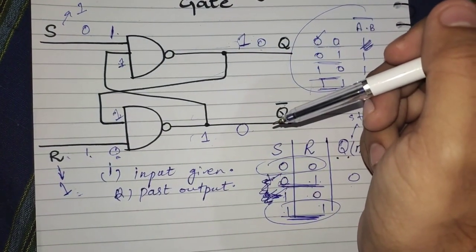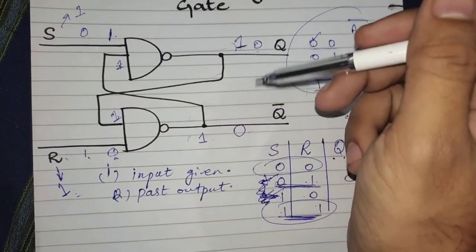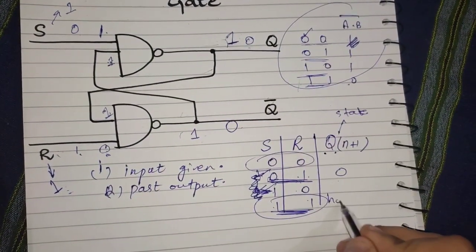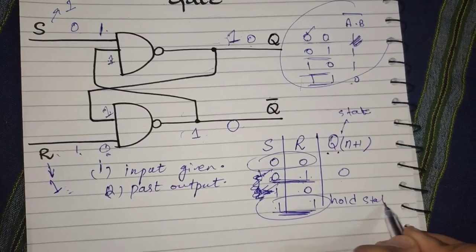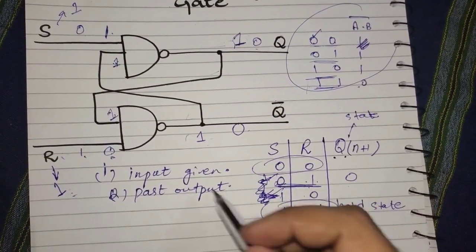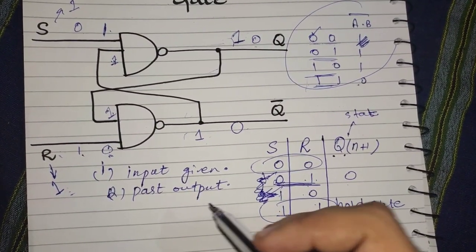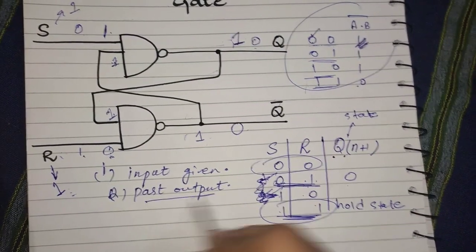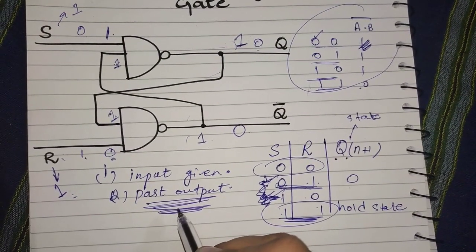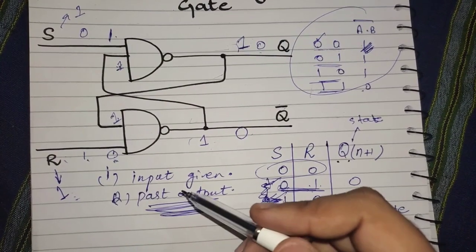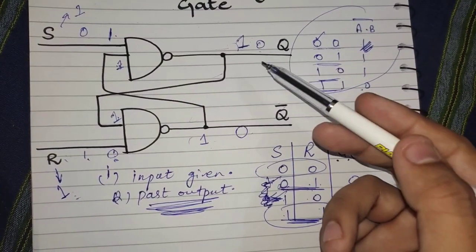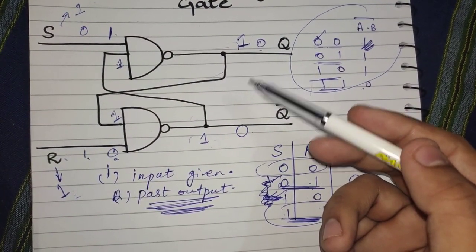So this state is known as, sorry, hold state. So we can write hold state. Hold state means, as I have just mentioned before, that this sequential circuit works on a past output state. So whatever is there in the past output, you can just write that as the past output.